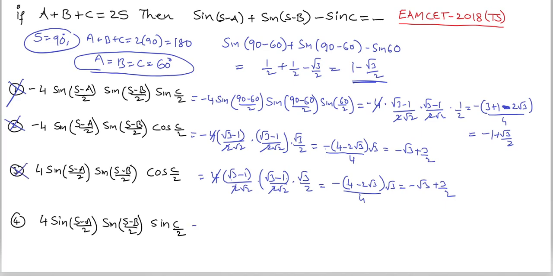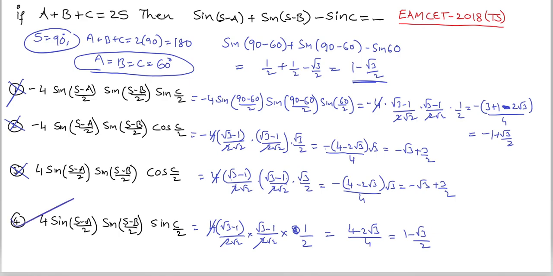And the fourth option, 4 into sine (s minus a) by 2, that is sine 15, root 3 minus 1 by 2 root 2, into root 3 minus 1 by 2 root 2, into sine c by 2, that is sine 60 by 2, that is sine 30 is 1 by 2. Here 2 into 2 is 4, cancel. That is (root 3 minus 1) into (root 3 minus 1), that is 4 minus 2 root 3 by 4, that is equal to 1 minus root 3 by 2. So this is equal to the problem. For this problem, the fourth option is the correct answer.